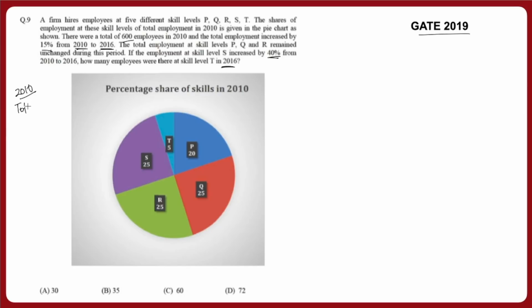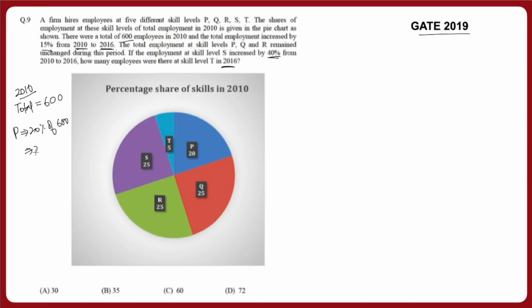So in total, it's given that there were 600 employees. So total there are 600 people in 2010. And in 2010, what is the percentage share of all of them? So P is 20%, Q is 25%, R is 25%, S is also 25%, and T is just 5%. So if I write down the value for P, that is 20% of 600, right?